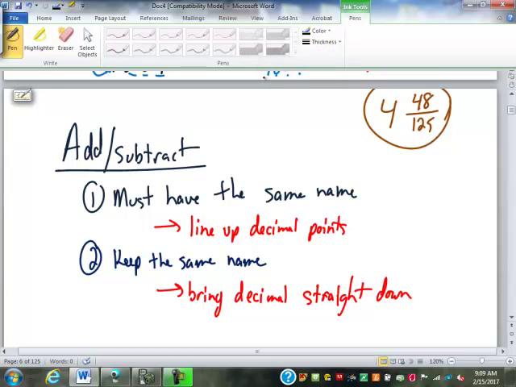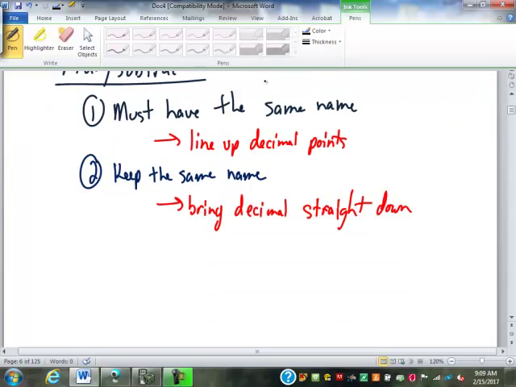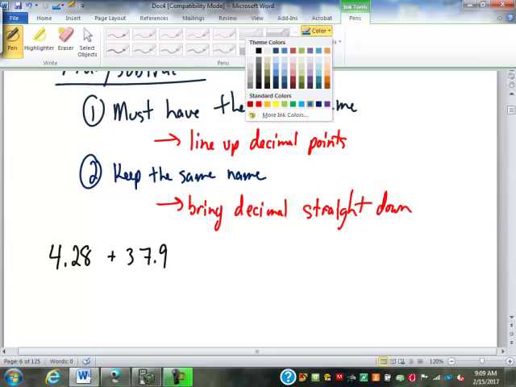Let's take a look at what that means. So if I have 4.28 plus 37.9, how do I set this up to add?